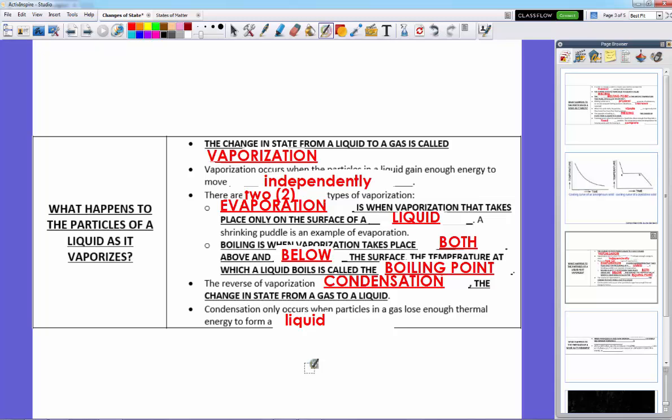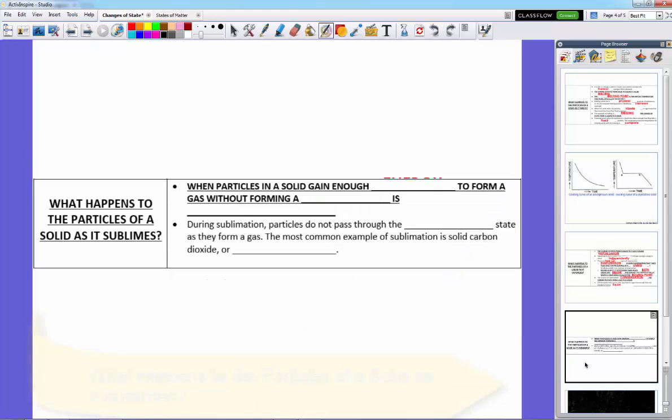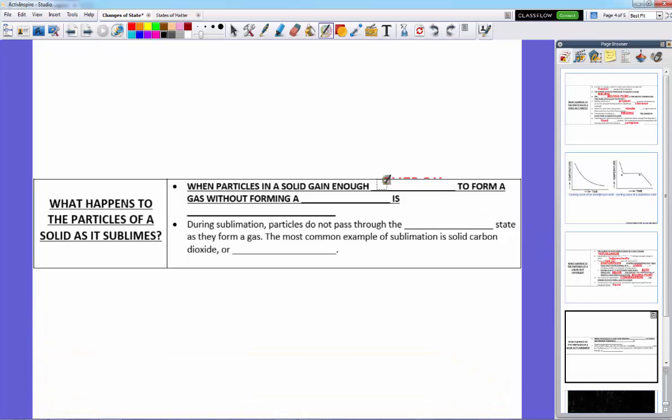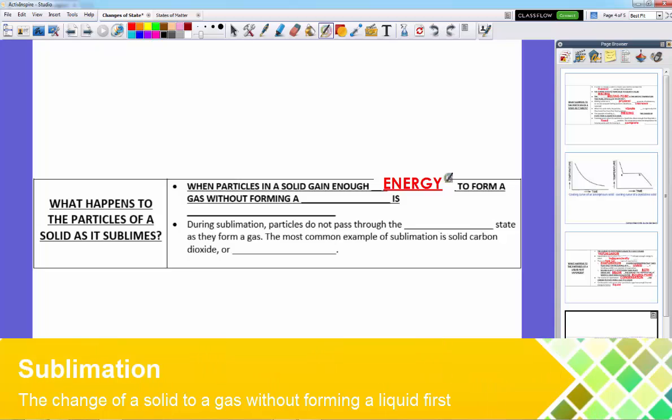So, when we have a liquid, it turns to a solid in freezing. It turns to a gas when it vaporizes. And a gas cools down through condensation. But can matter skip states? Yes, it can. For example, particles in a solid sometimes can gain enough energy to form a gas without forming a liquid, and that's what we call sublimation.